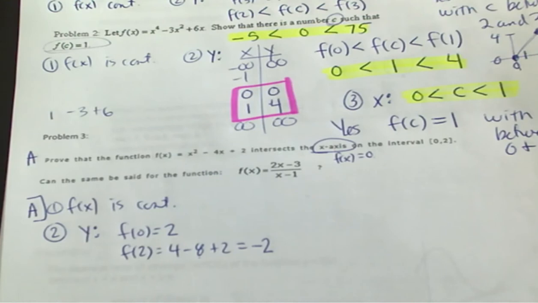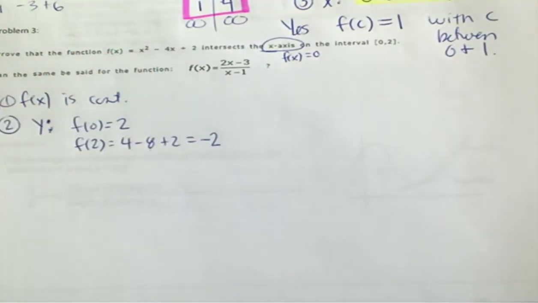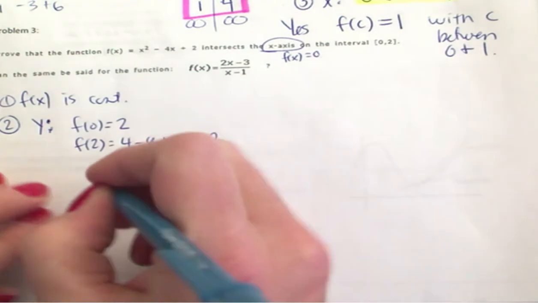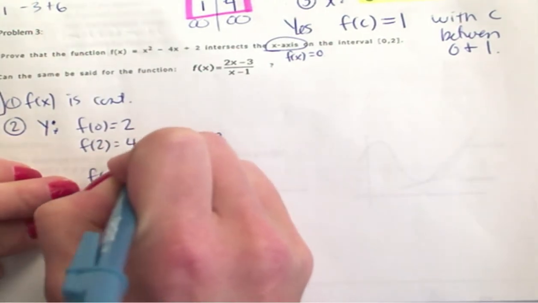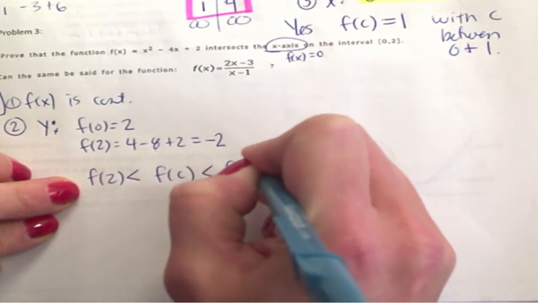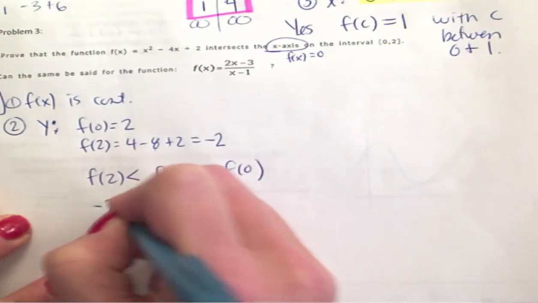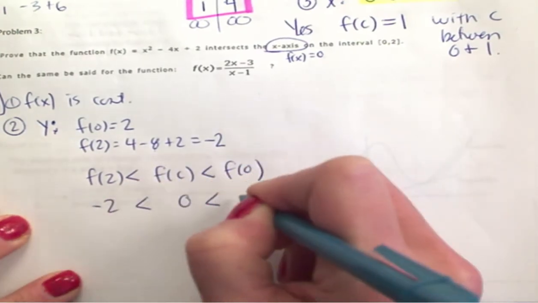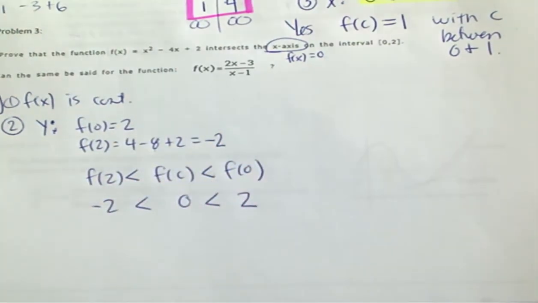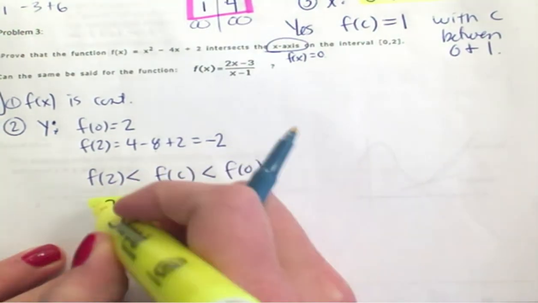Okay. This time I think I added correctly. Compare, right? This is the y part. We're still just finding the y values and comparing the y values. f of 2 is less than f of c is less than f of 0. Notice that it's f of 2 first, because I need my inequality to be in order. Put the endpoints in order. Okay.